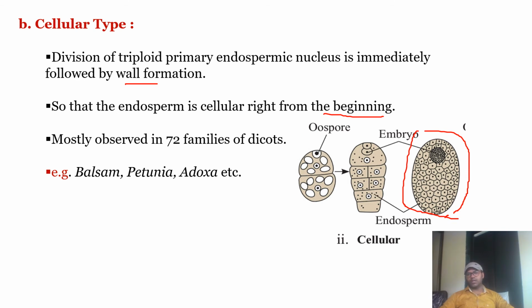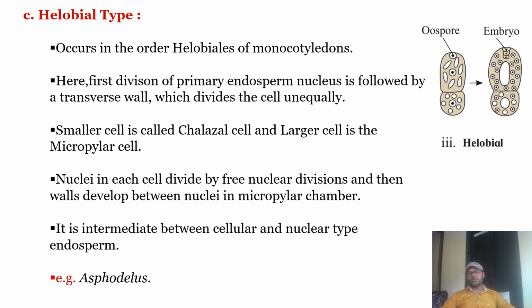which is called a cellular type of endosperm, and it is observed in almost 72 families of dicots. For example, in balsam, petunia, Adoxa, etc. The third type of endosperm is nothing but the helobial type of endosperm, which is only found in the Helobiales order of monocotyledons.